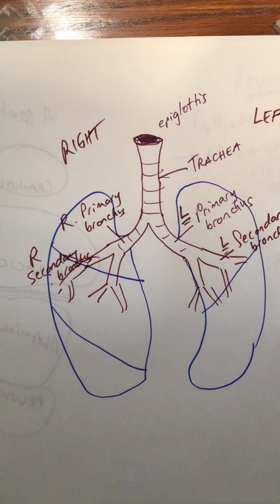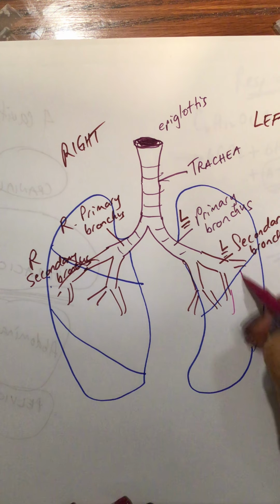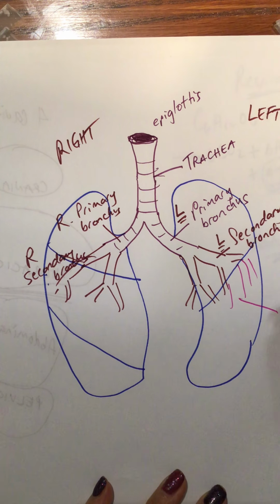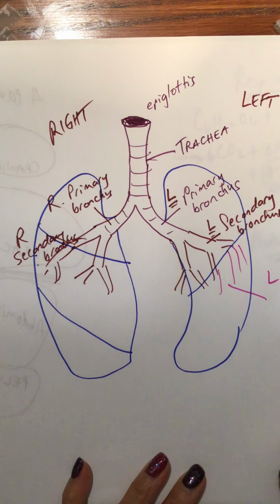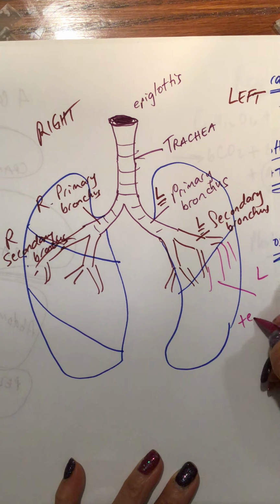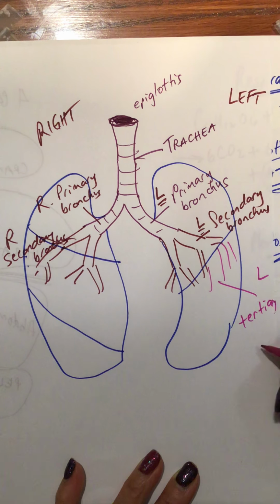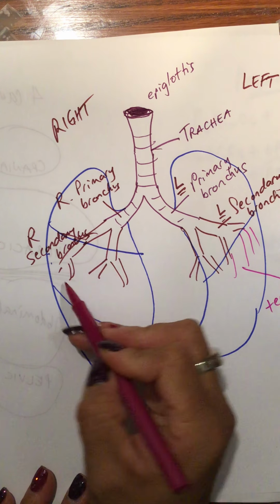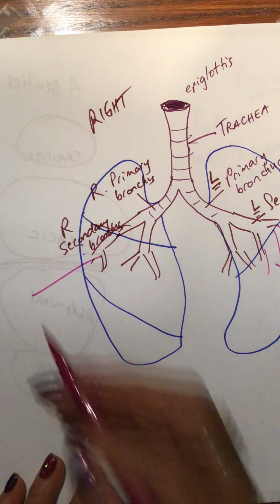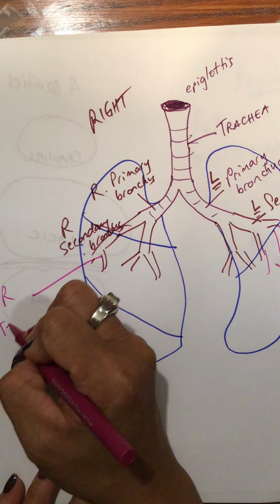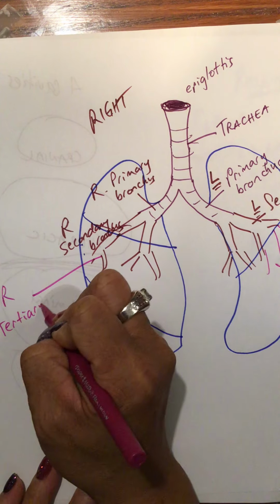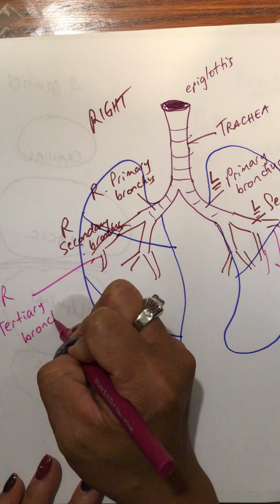Okay, so we have the lungs now, the bronchus. Okay, and it further splits into smaller ones. This is still the left side. This is now called the tertiary bronchus. So those are after the secondary. This is still the right side, tertiary bronchus.